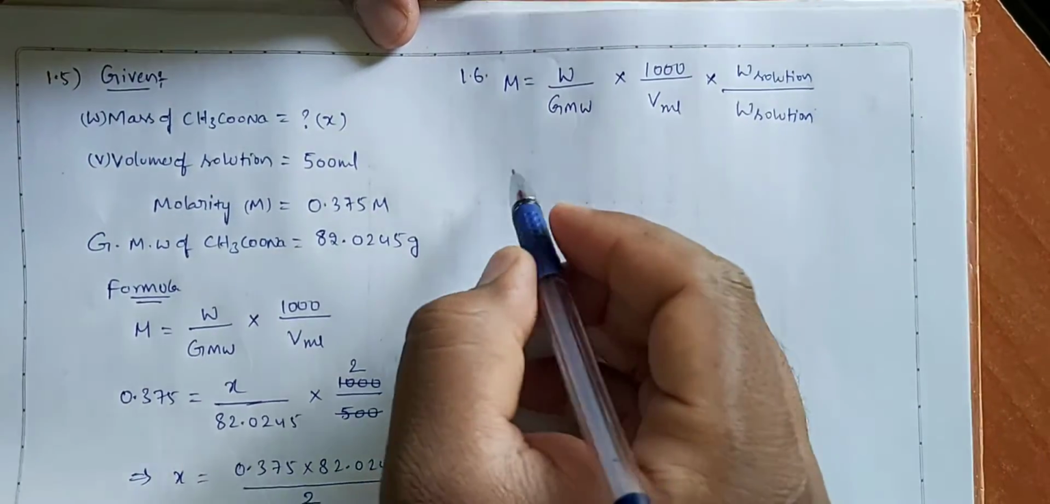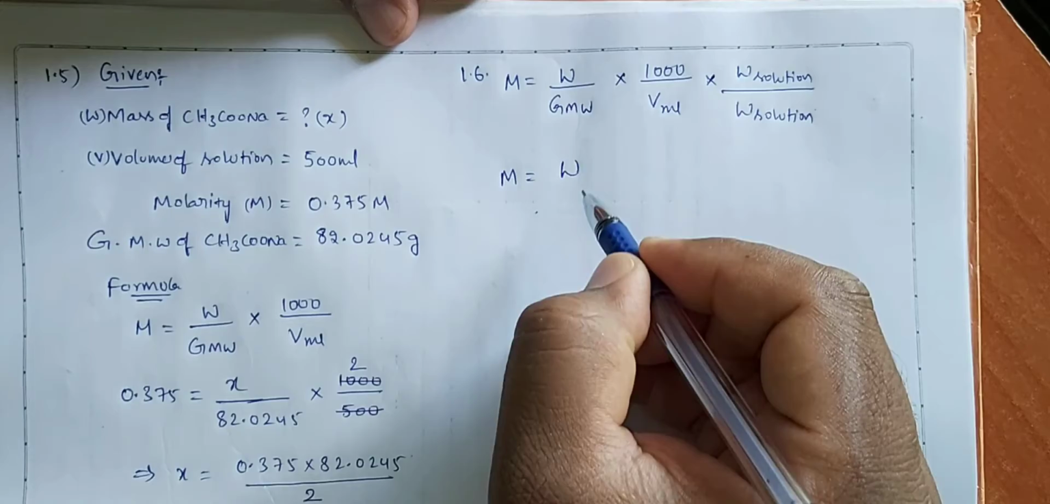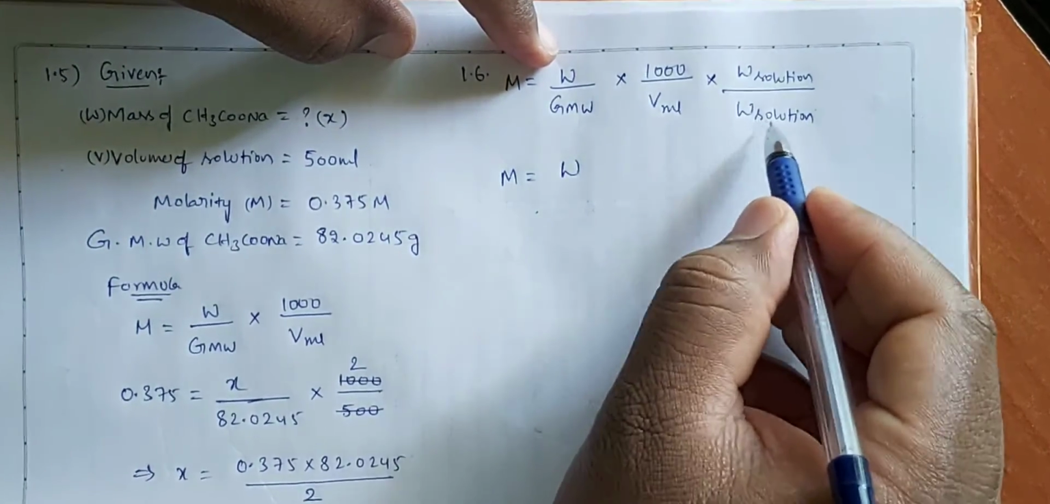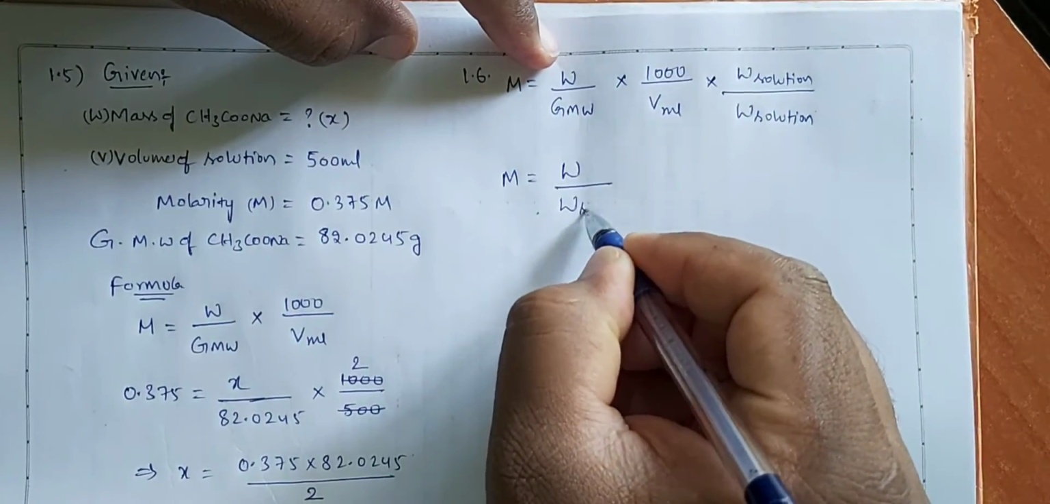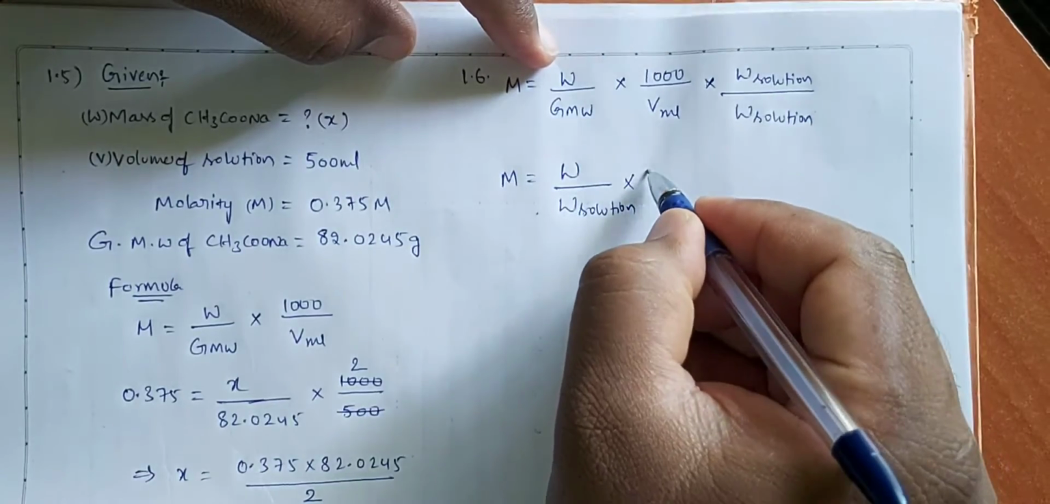Okay. Now capital M is equal to given weight of solute, this is W. This weight of solution I am writing in the denominator into 1000, I am writing it as 100.